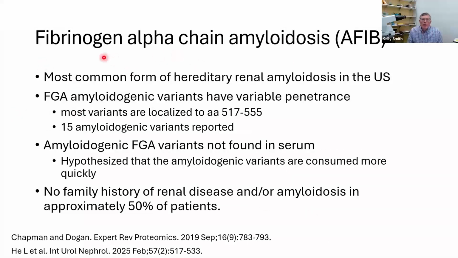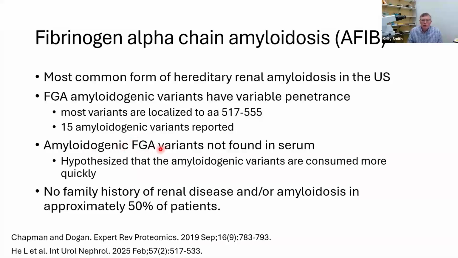So what about fibrinogen alpha chain amyloidosis? It's the most common form of hereditary renal amyloidosis in the US. That being said, it's very rarely encountered. There are several variants that have been identified. They have variable penetrance. Most of the variants are localized to a discrete region in the C-terminal half of the protein. There have been 15 variants reported so far.